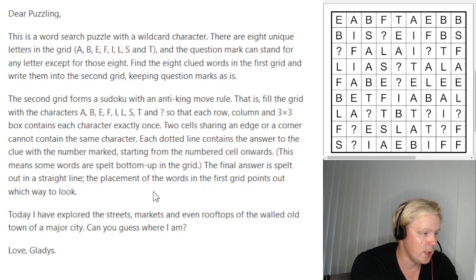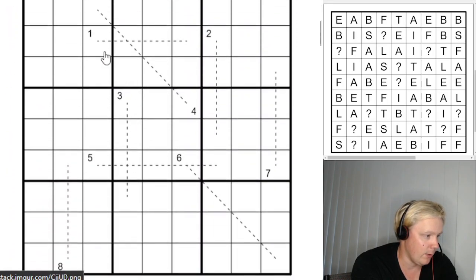Each dotted line contains the answer to the clue with the number marked, starting from the numbered cell onwards. This means some words are spelled bottom up in the grid. The final answer is spelled out in a straight line. The placement of the words in the first grid point out which way to look. So let's see. We have numbers here, so the clues go on these dotted lines here, and they can go backwards, like the 7 goes up and not down.